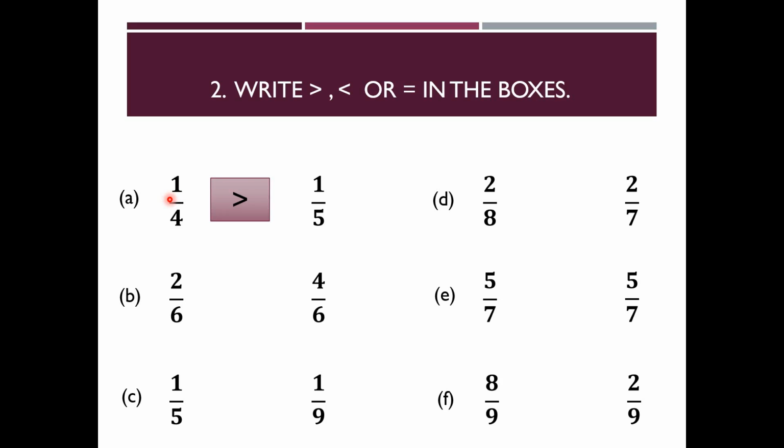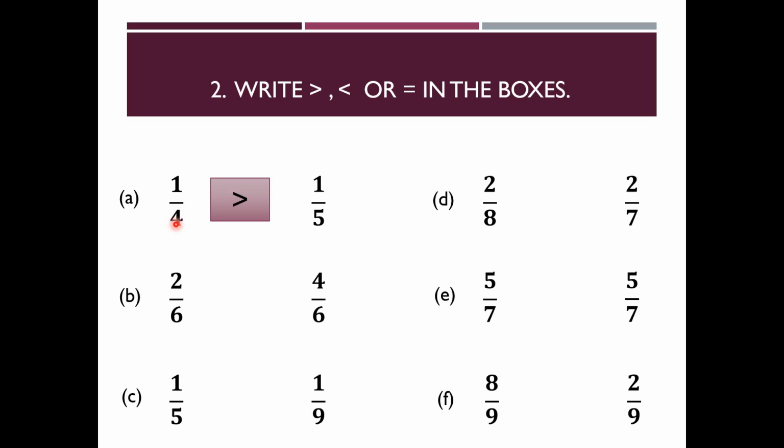Now as you can see, 1 upon 4 is greater than 1 upon 5. Why? Because when the numerators are common, the fraction with the greater denominator is the smaller fraction. Here the denominator that has the greater value is 5, so that becomes the smaller fraction. And the denominator that has the smaller value becomes the greater fraction. So 1 upon 4 is greater than 1 upon 5.